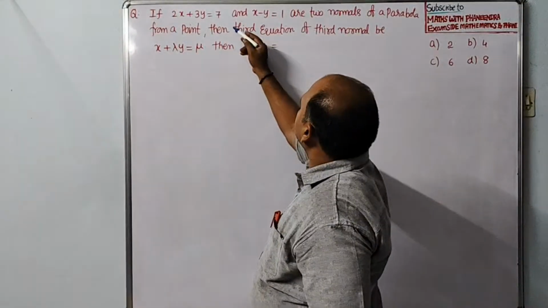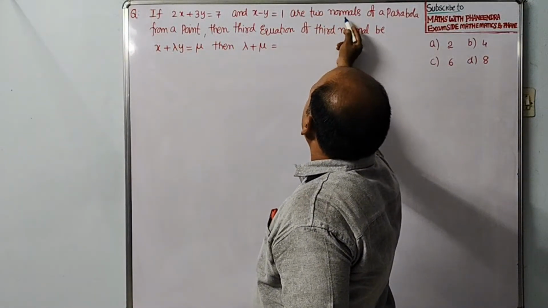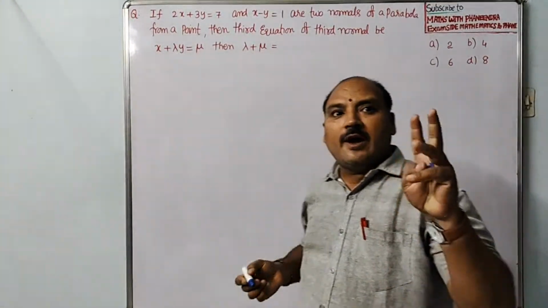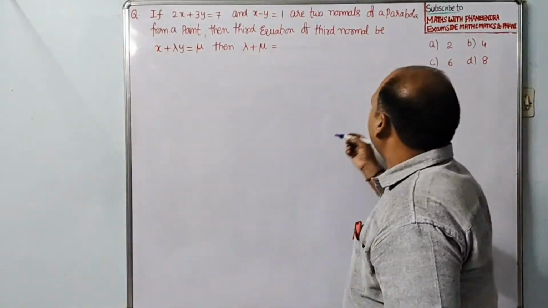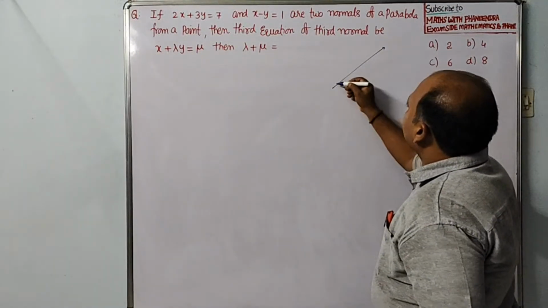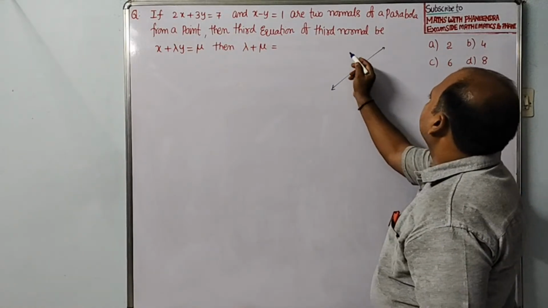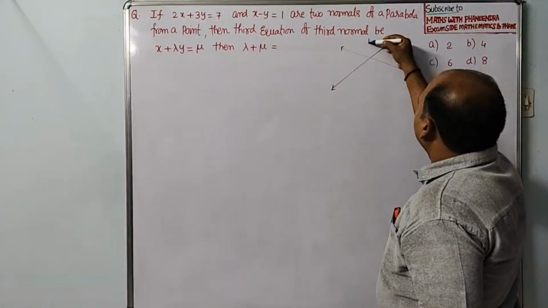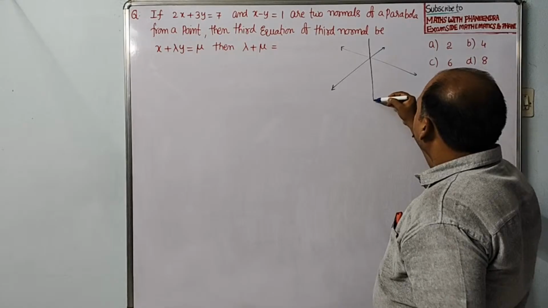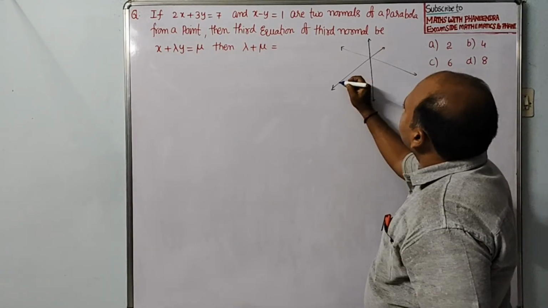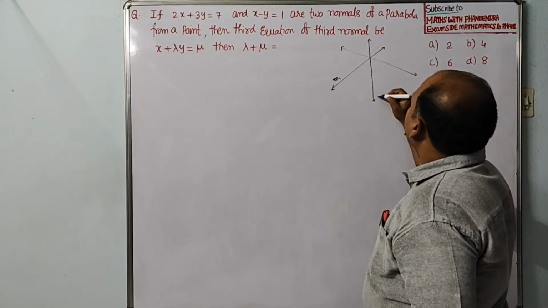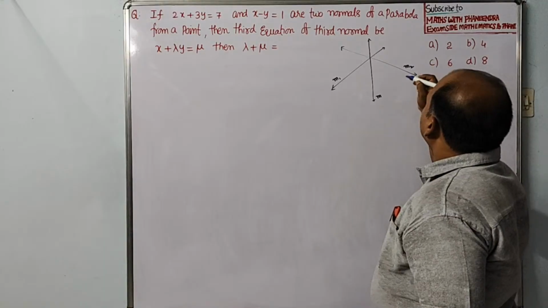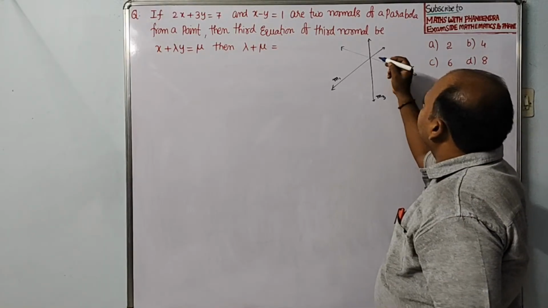First, you have to solve these two. Why? Because these are two normals of the parabola from a point. At most three normals are there for a parabola. So this is one normal, another normal, another normal, with slopes m1, m2, m3 respectively.